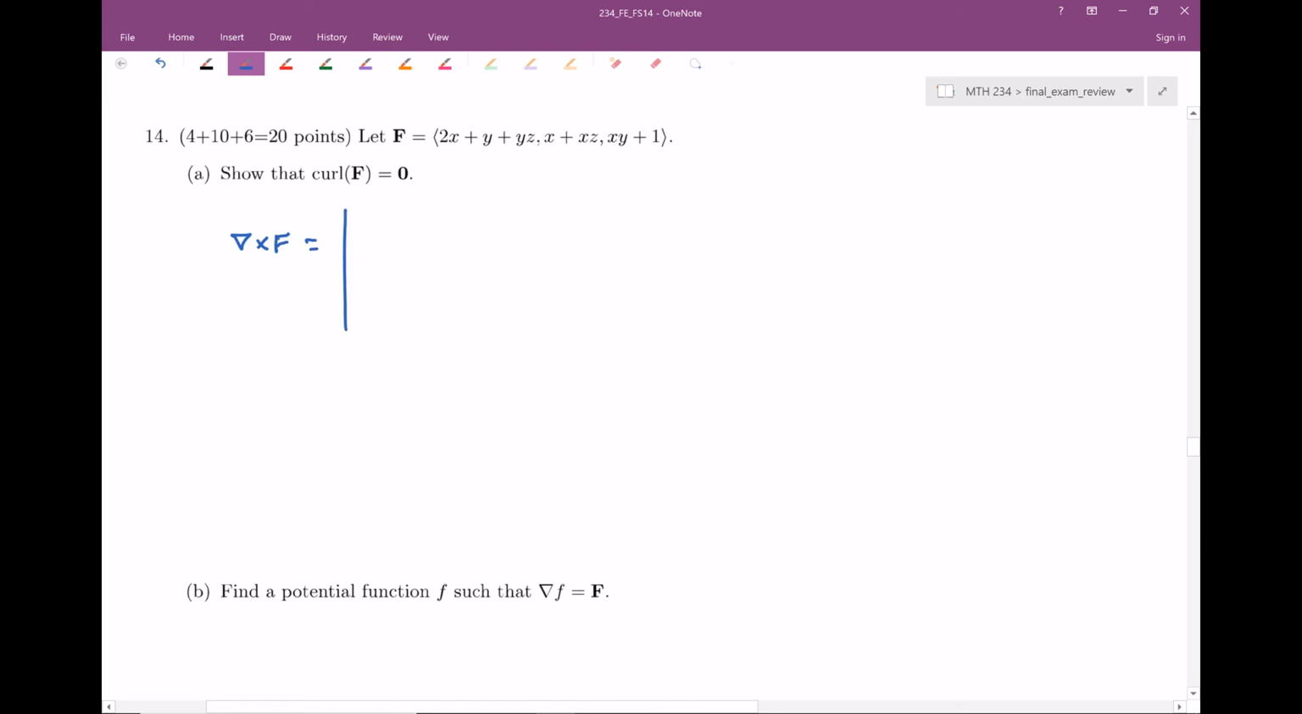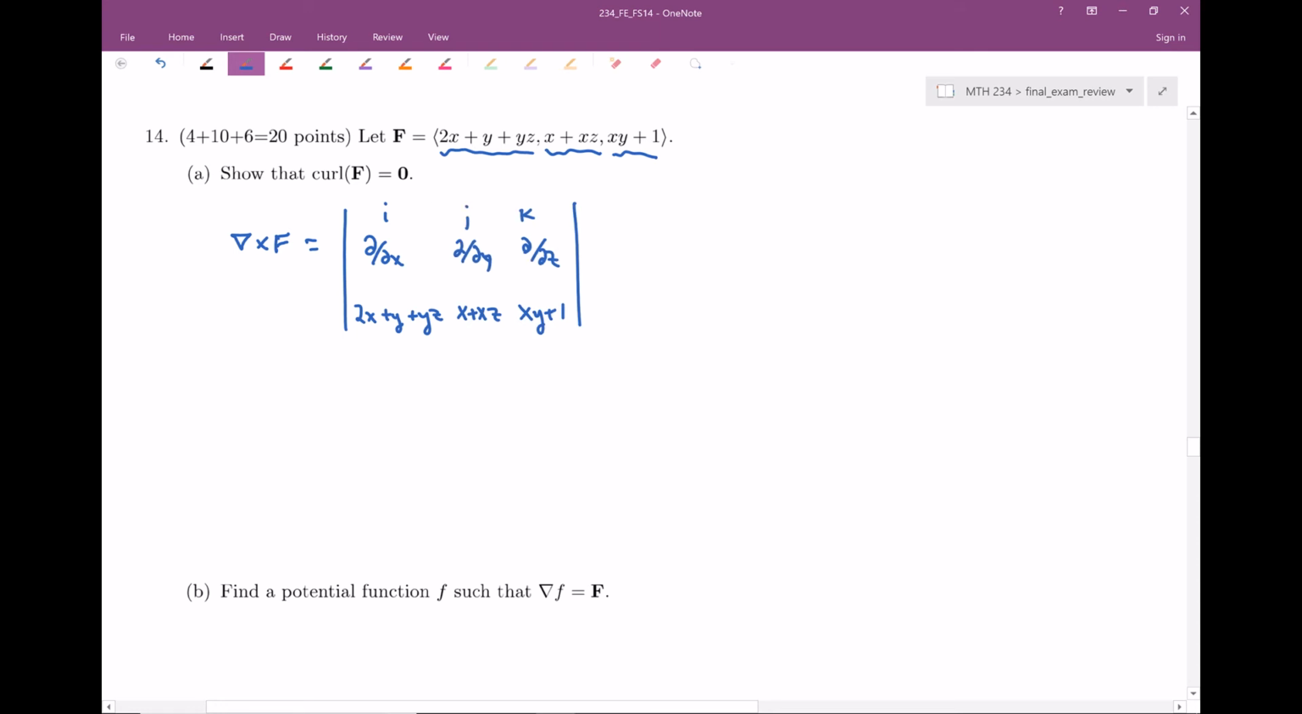And so usually I just write down i, j, k, the partial with respect to x, the partial with respect to y, the partial with respect to z, and now I do my P, Q, and R. So in this case, my P, my first component here, is 2x plus yz. That's kind of a long one. My second component here is x plus xz, and my third component is xy plus 1. All right, so that took up a little bit more room than I was expecting, but fine.